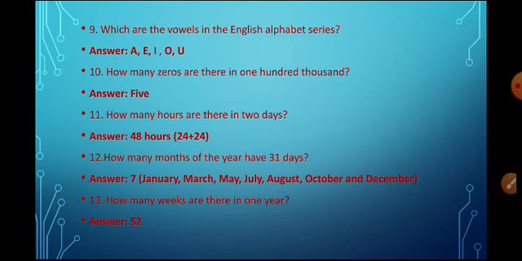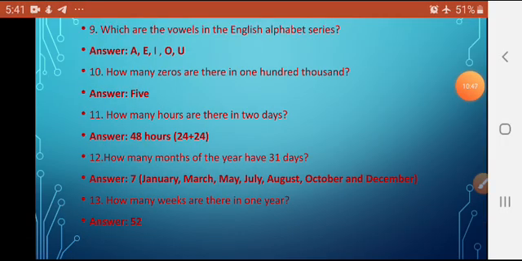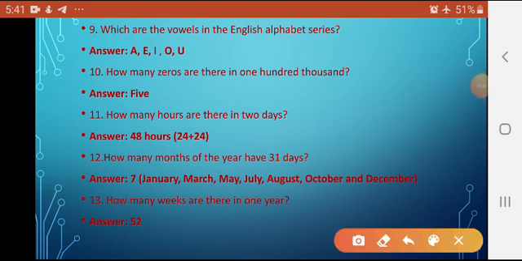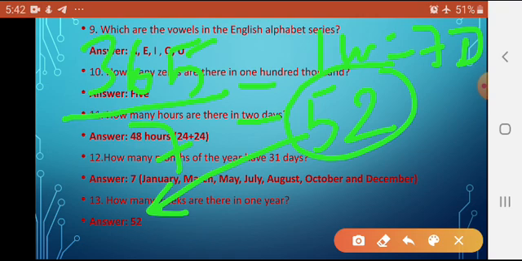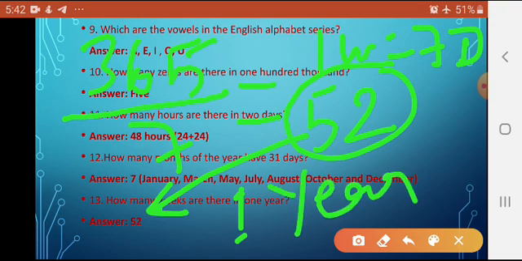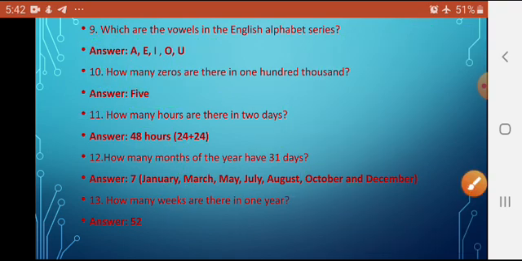Why? Suppose that a year has 365 days, and a week is equal to 7 days. So divide this number of days by 7, and you will get 52, and that is the number of weeks in 1 year. Okay. Now next question.